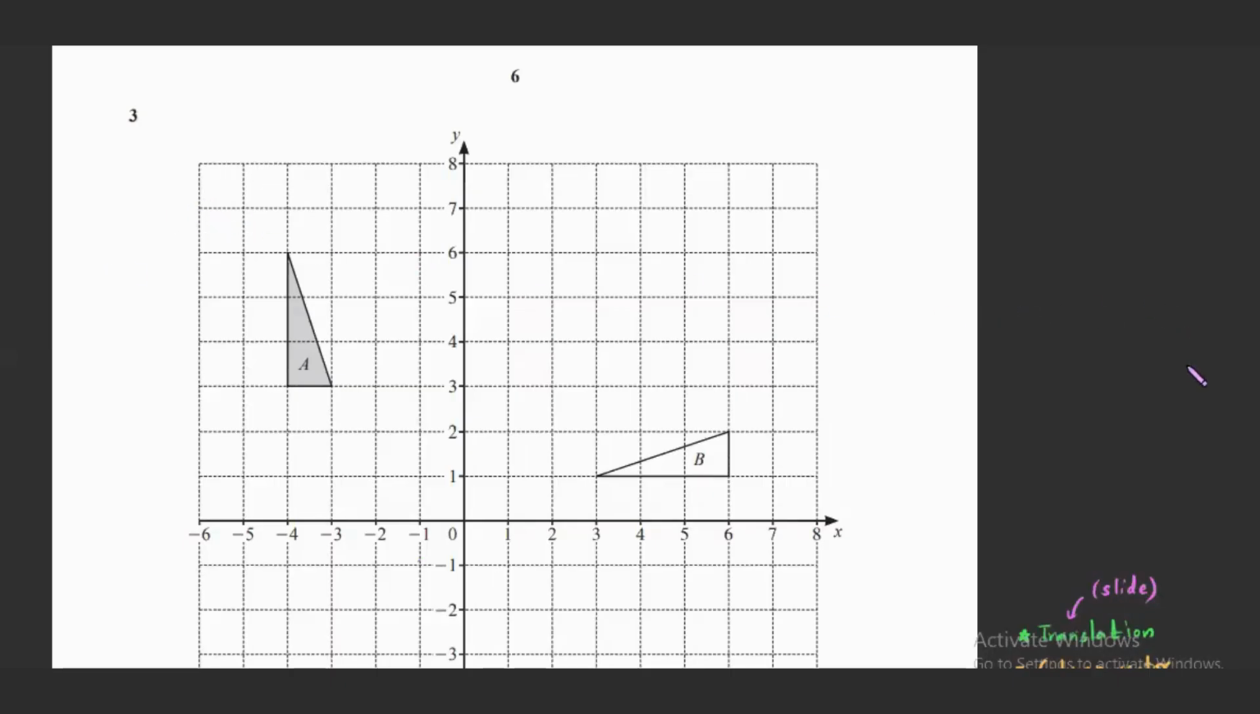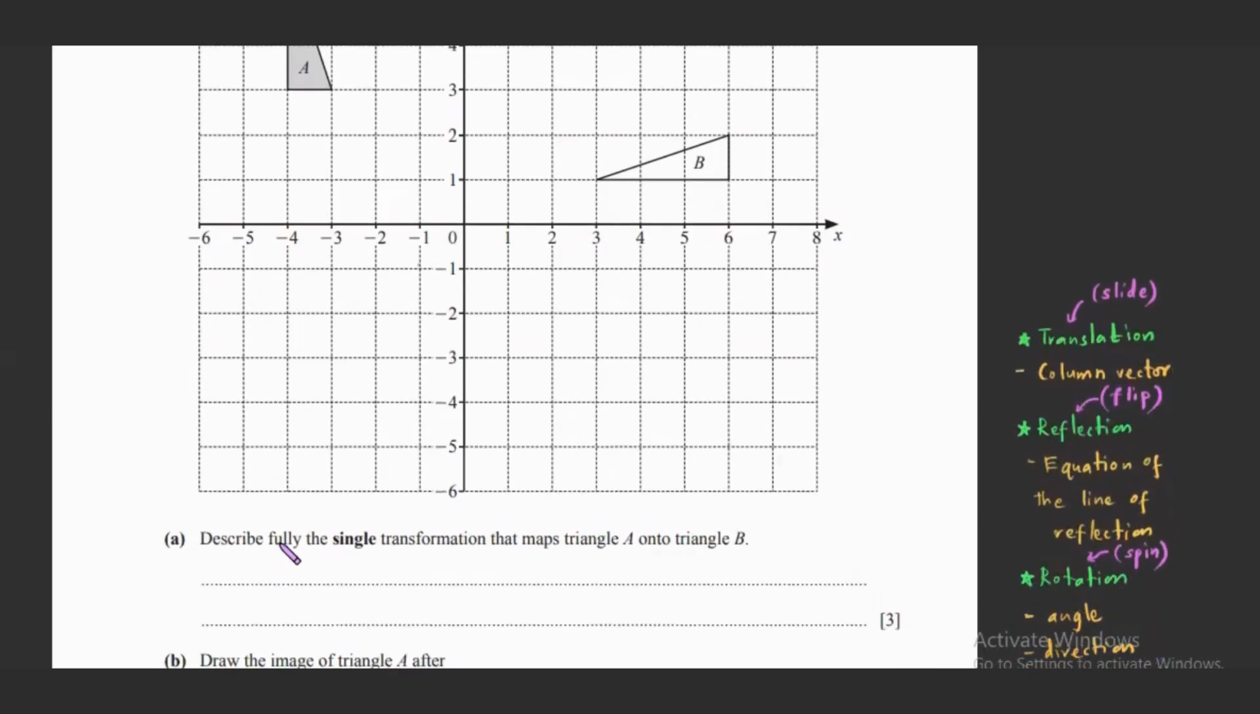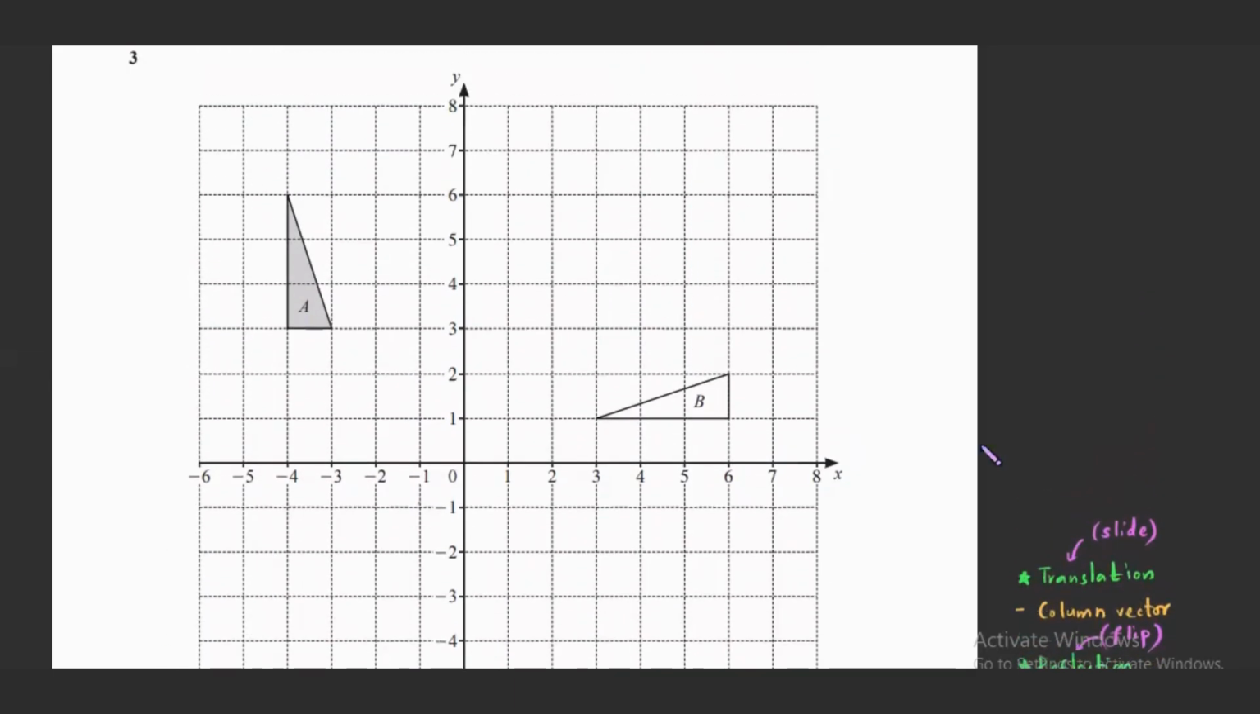Let's now work on question 3. In this question, the first part is to describe the single transformation that maps triangle A onto triangle B. Now, this is where triangle A is. This is where triangle B is. So we need to see the transformation. We need to explain the transformation that maps triangle A onto triangle B.